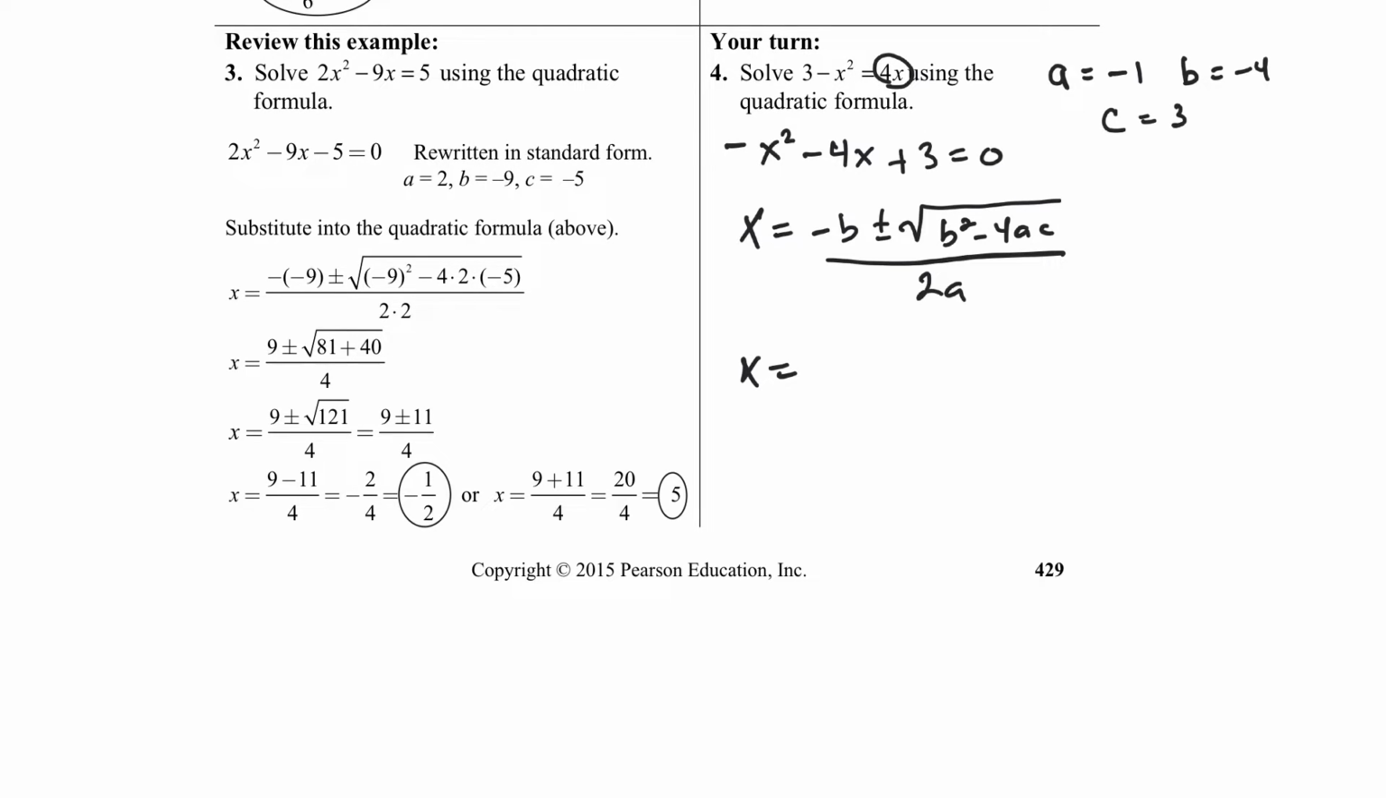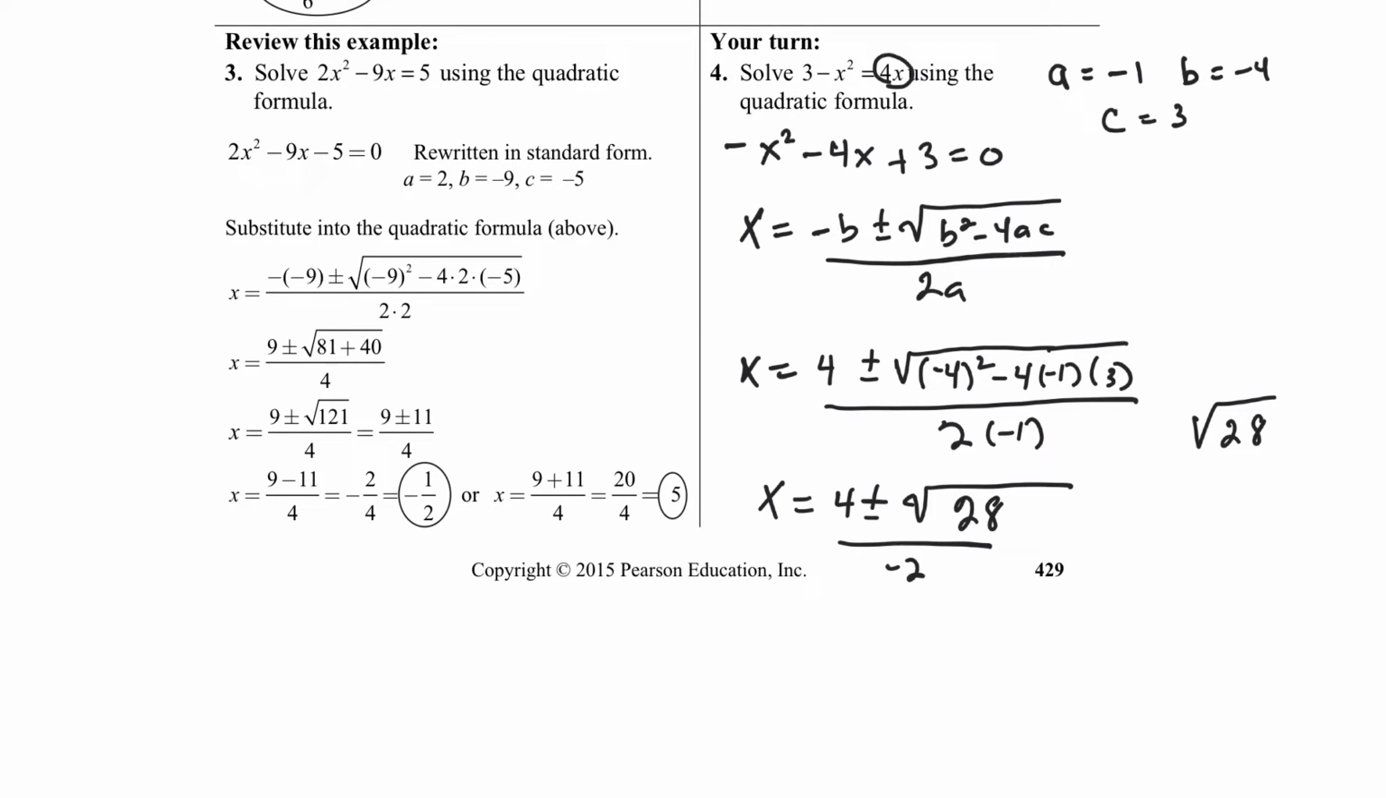I will always provide you the quadratic formula. So the value of b is negative 4. And you notice there is a negative already there, so it's going to be 4, plus or minus square roots. And then we're going to go ahead and evaluate the discriminant. So we have negative 4 squared minus 4 times negative 1 times c, which is 3, divided by 2 times negative 1. So we have the square root of 28. 28 is our discriminant.